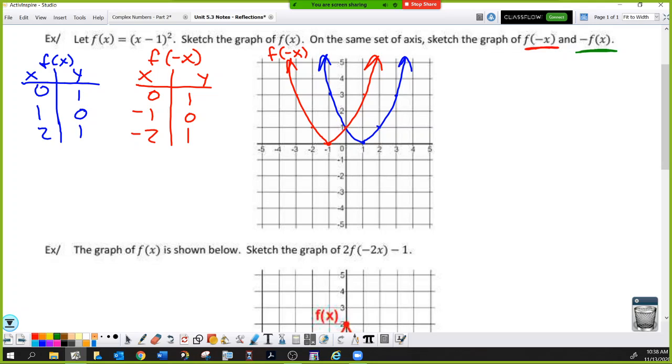The green curve. Hey, you know what? This time I'll do the point tree before I plot the dots. Let's do negative f of x. That means only the y's will be affected. Change the sign of the y's. X is untouched. Change the sign on the y's. -1, 0, -1. Booyah. And then plot the dots. 0, -1. 1, 0. 2, -1. Whee! There you go.